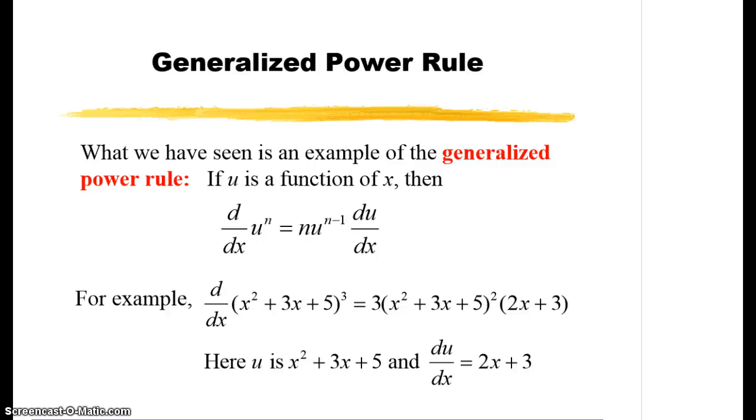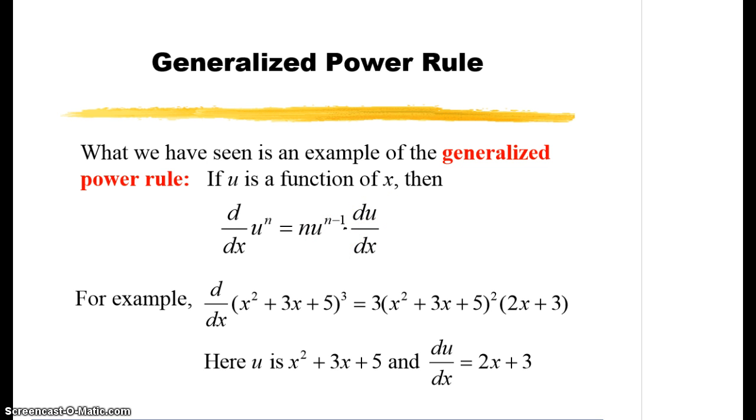The generalized power rule tells you that if u is a function of x, then the derivative with respect to x of this function raised to a power of n is simply n times that function raised to the power of n minus 1, the whole thing multiplied by the derivative of the function with respect to x.